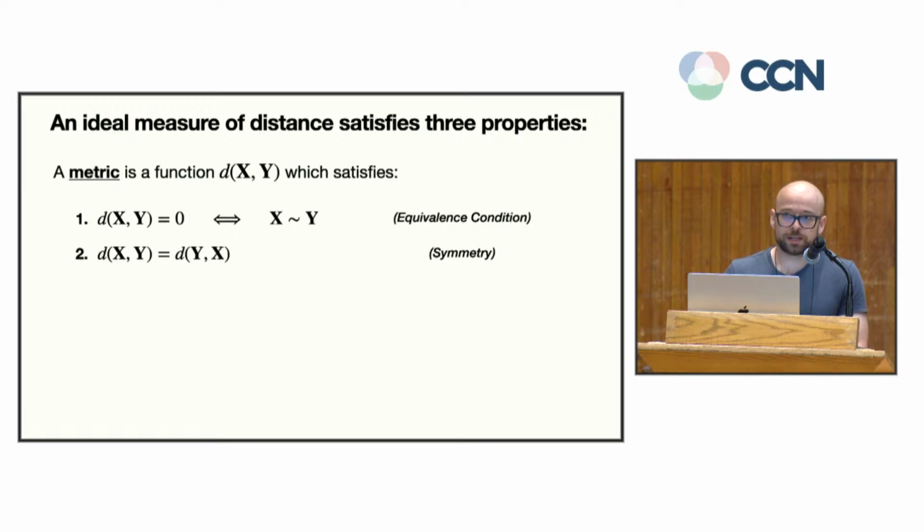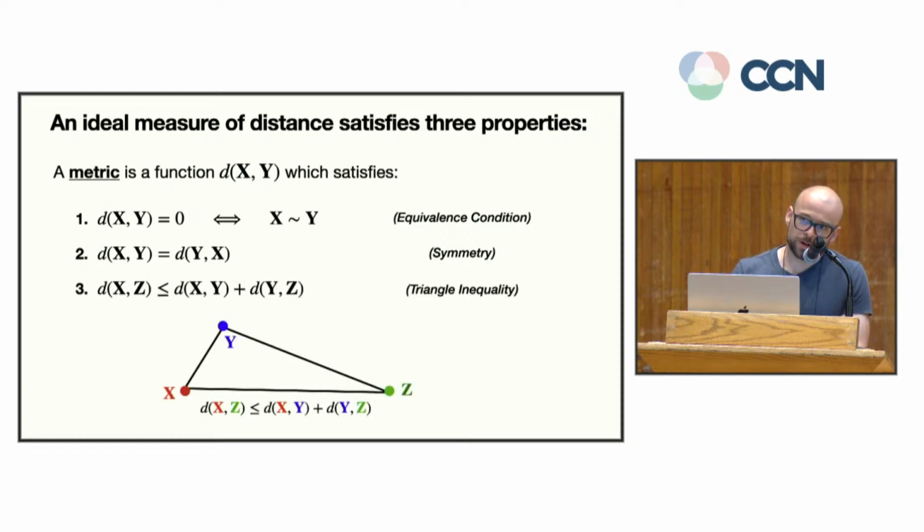The second condition that I want to meet is that the distance is symmetric. So the distance from network X to network Y is the same as the distance from network Y to network X. And then the third, and usually most difficult one to satisfy, is the triangle inequality, which says that the direct distance between network X and network Z is always minimal. So that's always less than the distance if I go from X to Y to Z.